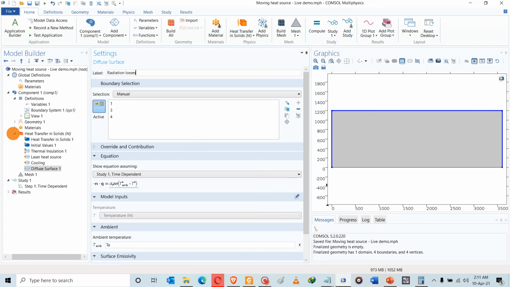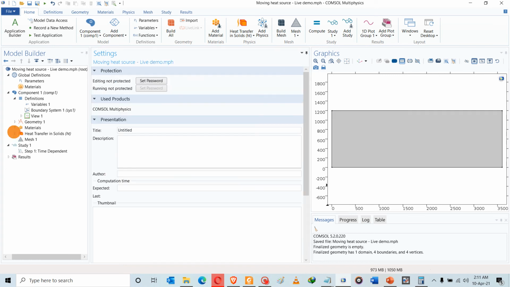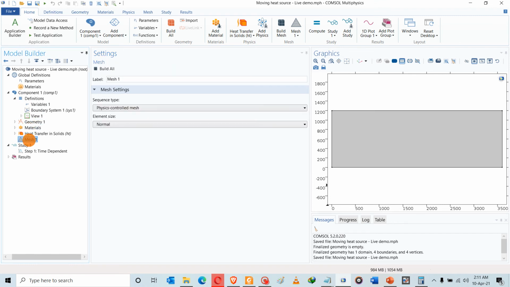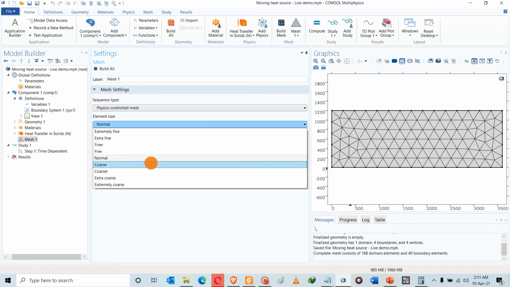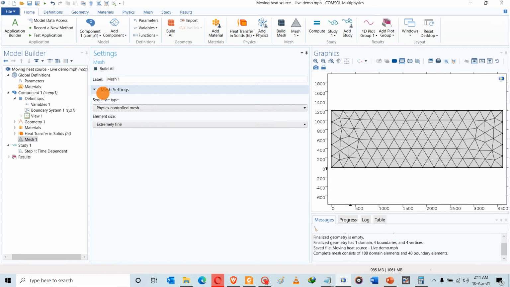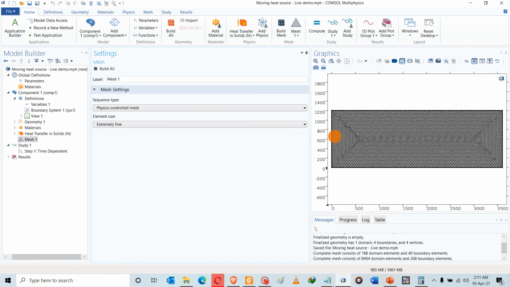We've defined the heat transfer parameters. Let us save the model. Next, we're going to mesh the surface. Let's build all. That's a coarse mesh. It's a normal coarse mesh, which is not ideal for the simulation. It may be quicker, but the simulation might not converge or it might not be accurate enough. You would want to have an extremely fine mesh. This will take longer to compute, but ideally that's what we want.